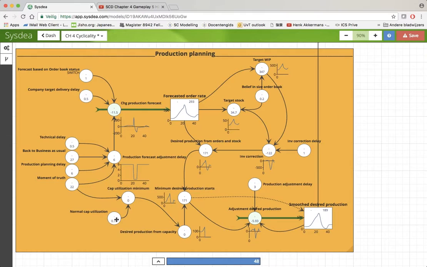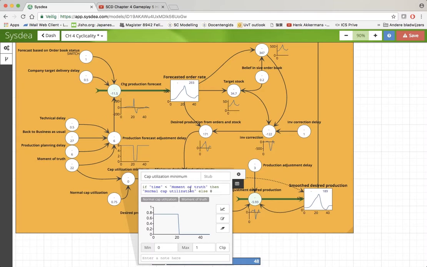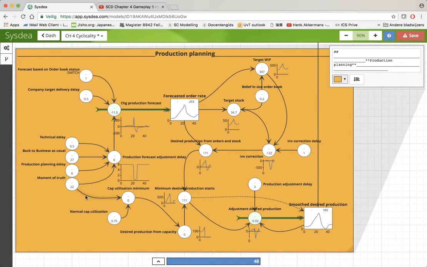Well, we have here the normal capacity utilization, but there's an exception, and the exception occurred during the moment of truth in month 22, when during the crisis that hit Philips Semiconductors, they realized that now all bets were off, and they couldn't simply keep front-loading the factories. They had to look at what orders were really there. In that case, the minimum capacity suddenly becomes zero, and the company will only produce what orders it has.